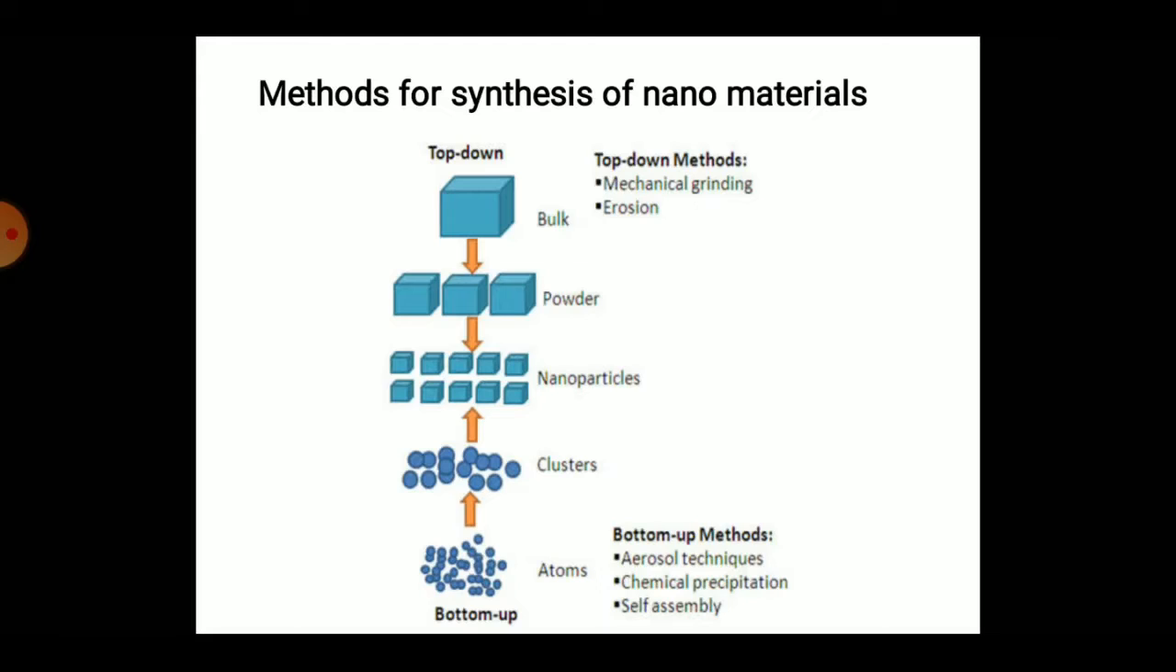In your bottom-up approach, that is from the bottom, just look into it. So here what will happen? The atoms will combine together to form a cluster which then forms a nanoparticle. So this is the difference between top-down approach and bottom-up approach. In top-down approach, a bulkier material is being broken down to the nanoparticle size, whereas in bottom-up approach, minute atoms or clusters are then combining to give you your nanoparticle. So these are the two approaches to synthesize your nanoparticles.